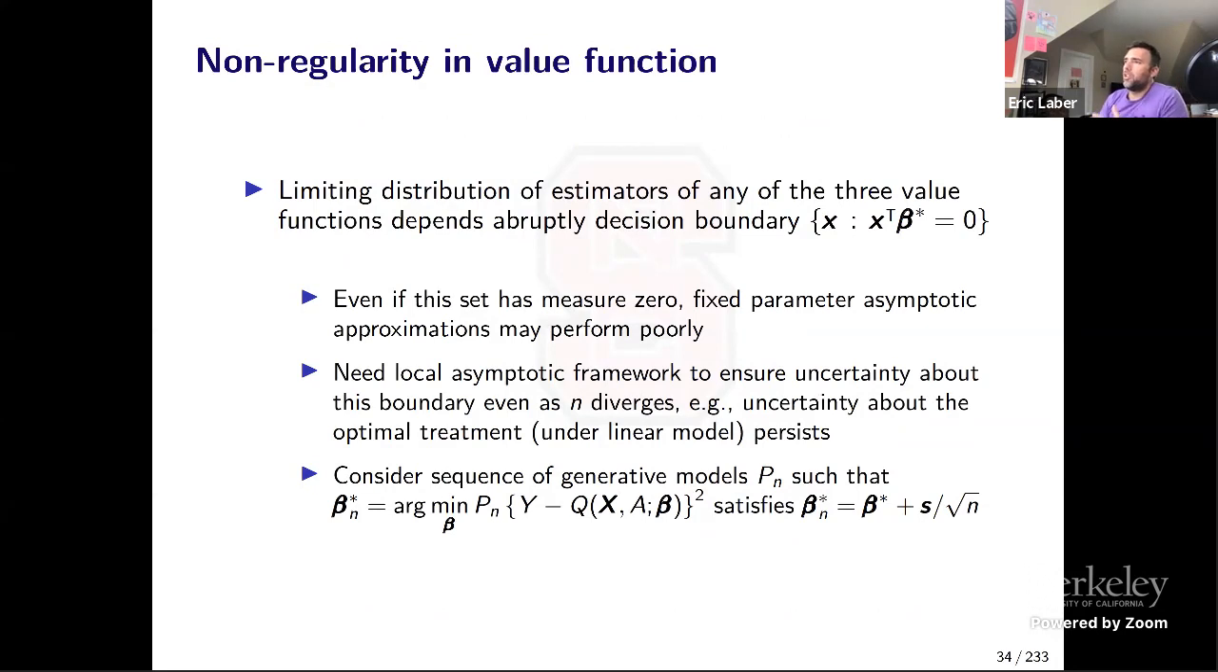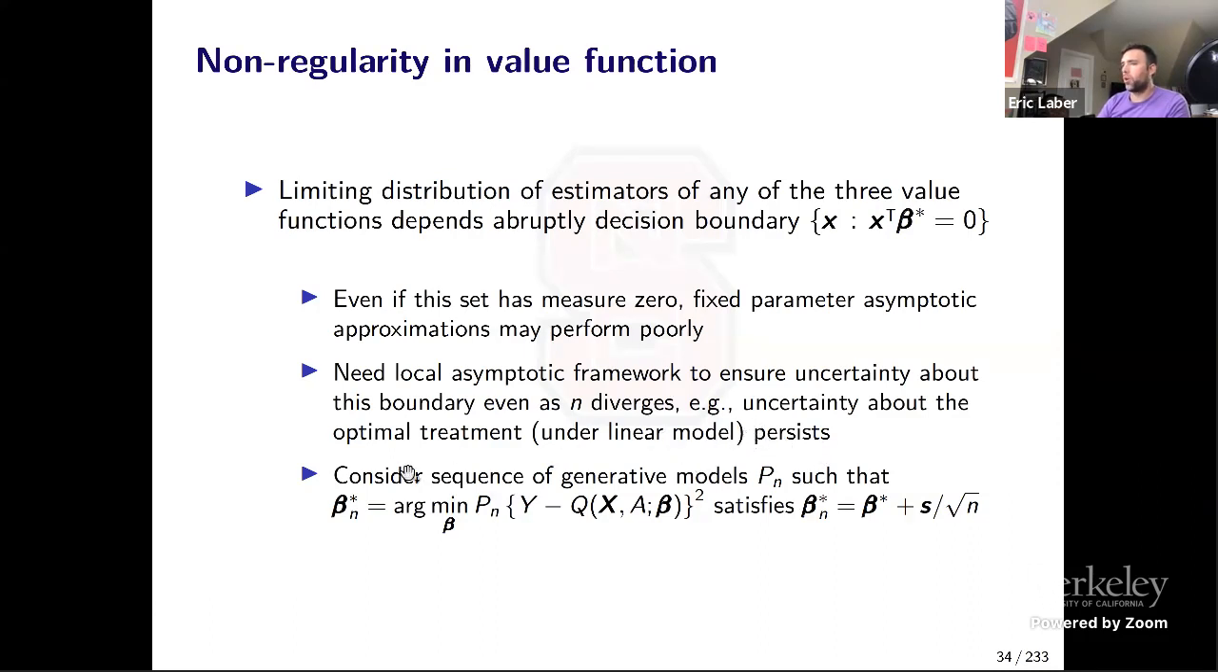All right, so the limiting distribution of these estimators depends abruptly on this decision boundary, which was the set of x's such that x transpose beta star equals 0. And so now we're getting into this non-regular setting where we have an abrupt dependence on a set, and we don't know what this set is. So we might say, well, this set maybe has measure 0, maybe the x's are continuous, for example. But even still, fixed parameter asymptotic approximations may still perform poorly for the same reasons that we've seen in the max means case. And so what we want to do is look at a local asymptotic framework to ensure that uncertainty about that boundary remains even as n diverges, so that uncertainty about the optimal treatment, let's say under a linear model, persists.